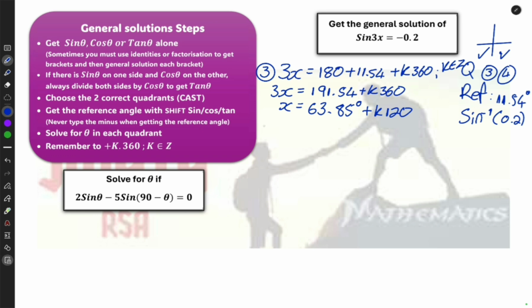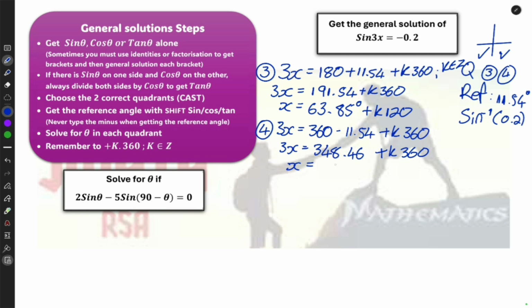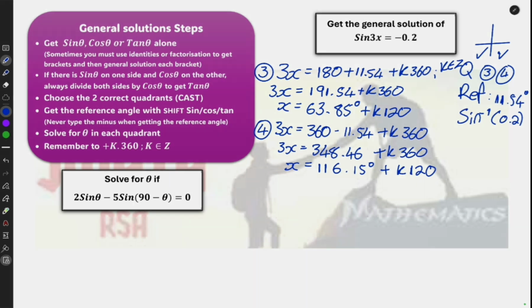I also said I have a solution in quadrant 4, so therefore I can say, okay, but 3x is also equal to 360 minus 11.54 plus k 360. Therefore 3x is going to be equal to 348.46 plus k 360, and then x is going to be equal to 116.15 degrees plus k 120. Perfect. That is the general solution for that sum.